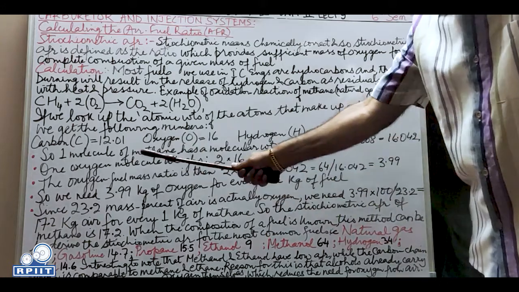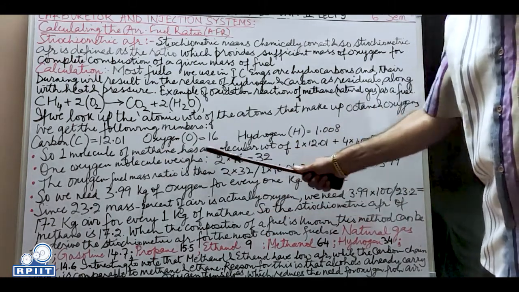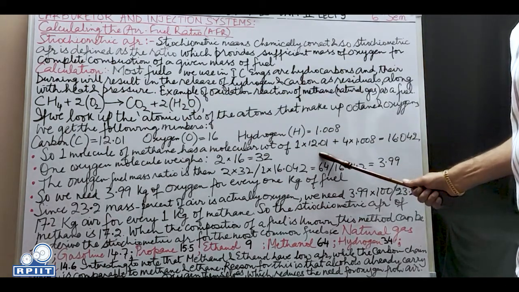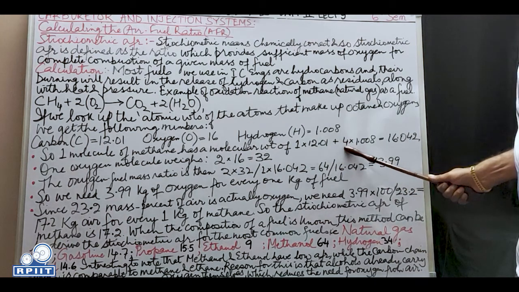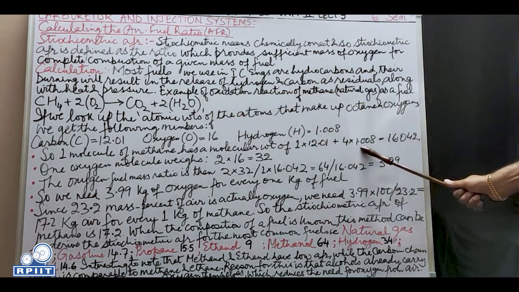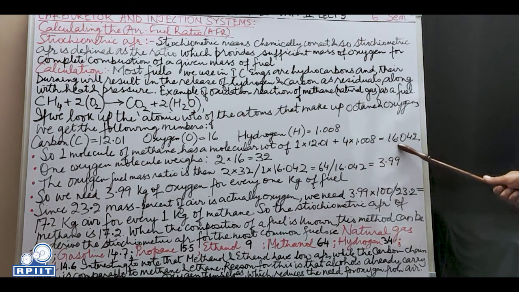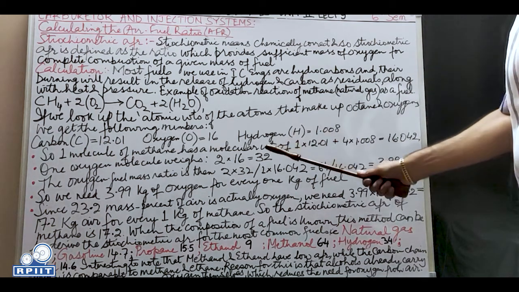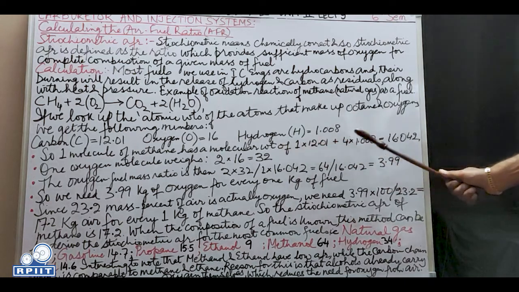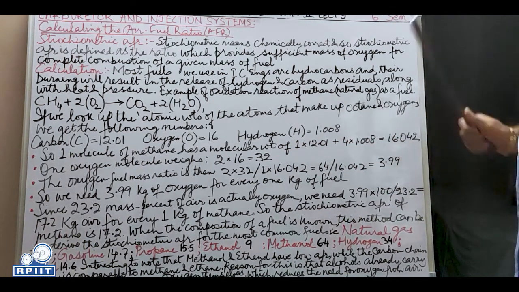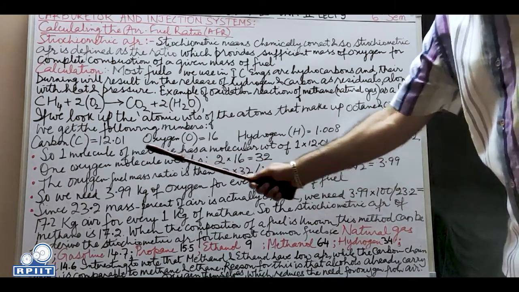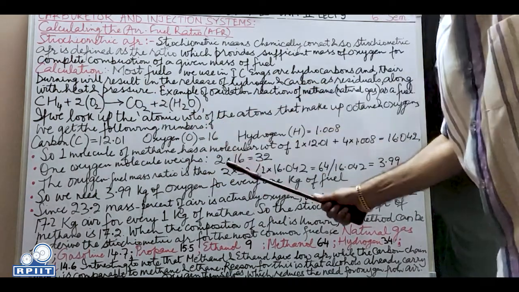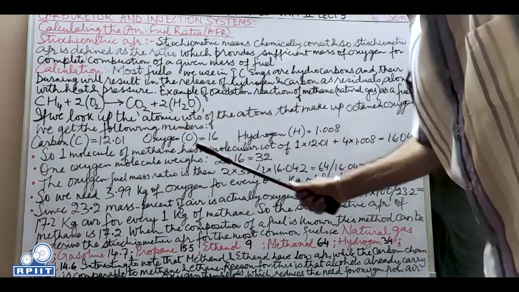So, one molecule of methane, CH4, has a molecular weight of: carbon is 1 into the atomic weight of carbon, plus H4, 4 into 1.008 for hydrogen, that is 16.042. So the molecular weight of one molecule of methane is 16.042. One oxygen molecule, O2, weighs 2 into 16, which is 32.